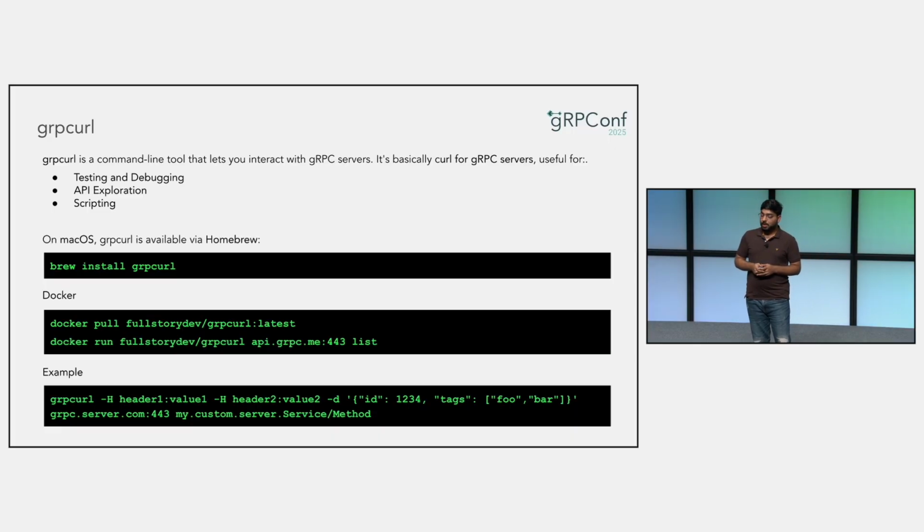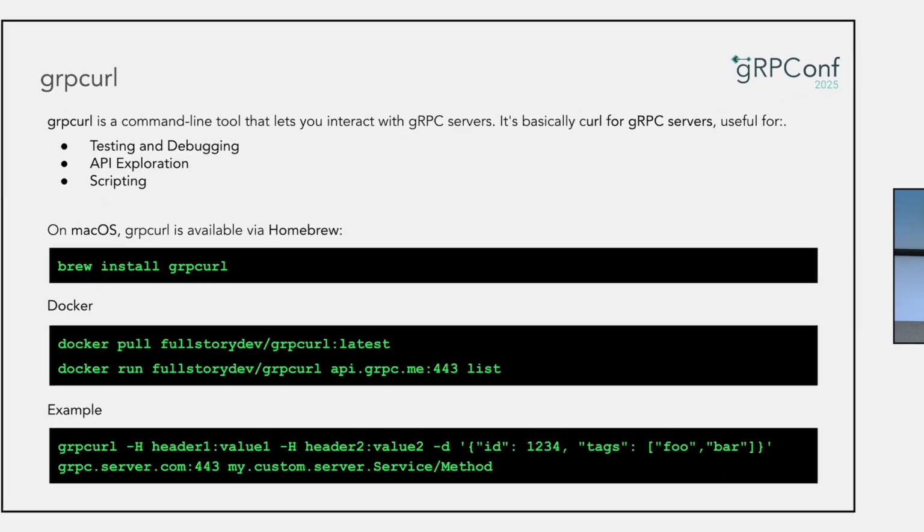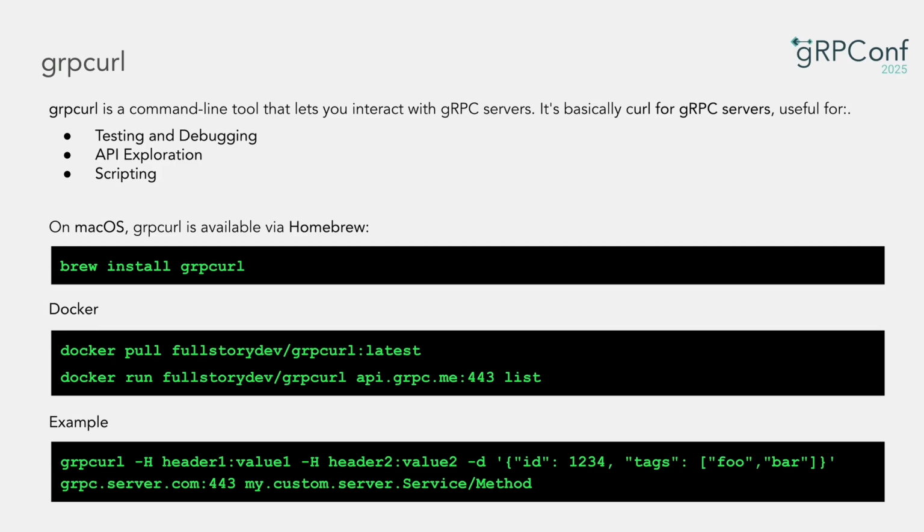Cool. Let's move to a fantastic tool from the community, grpcurl. Simply put, grpcurl is a command line tool that lets you interact directly with gRPC servers. The name pretty much gives it away. It's a curl, but for gRPC. This means you can send gRPC requests and get responses right from your terminal.